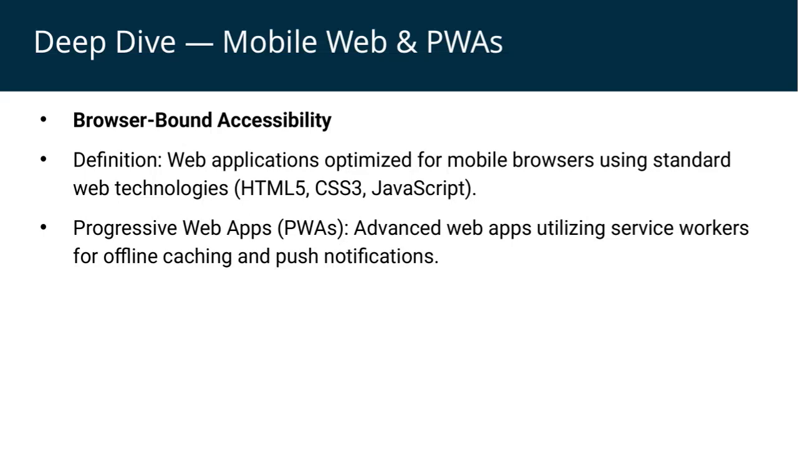Let's talk about browser-bound accessibility. That means building web apps that work smoothly right in mobile browsers. We use standard web technologies like HTML5, CSS3, and JavaScript to make sure these apps are accessible to everyone. Then, there are progressive web apps, or PWAs. These take things further by using service workers to enable offline access and push notifications. It's a powerful way to bring app-like experiences directly through the mobile web. Today, we're diving deeper into how these technologies shape mobile web accessibility.